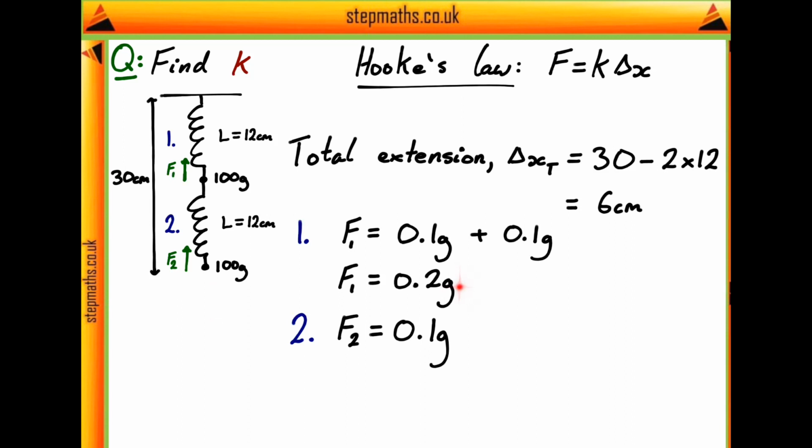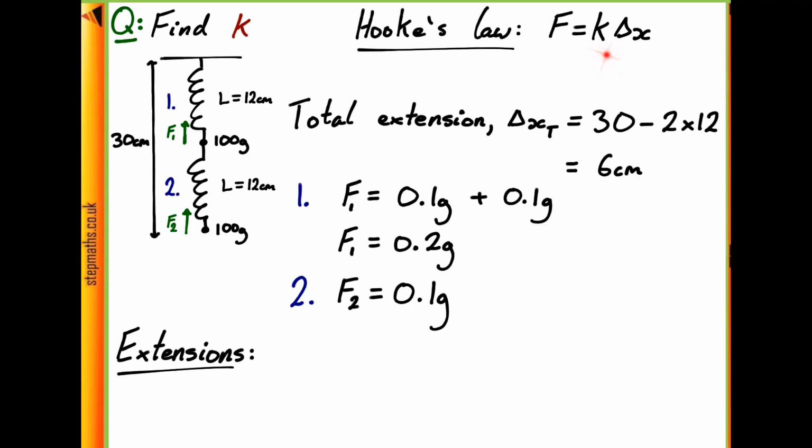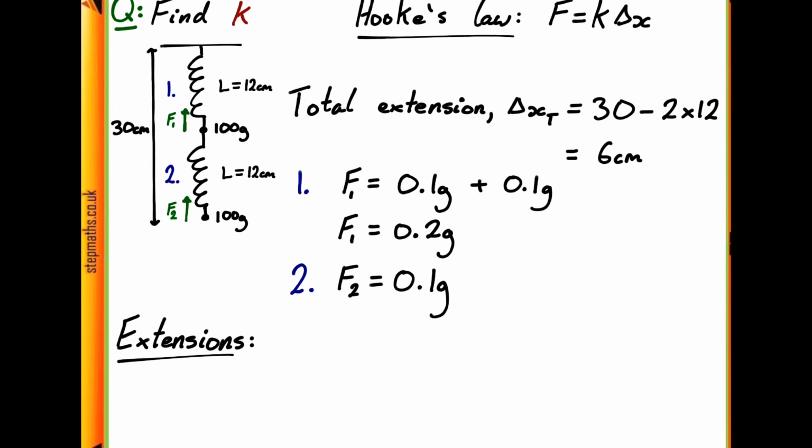So with this, we now have the forces acting on each of the springs, which we could substitute into Hooke's law. But to do that, we would need the extension of each spring. So let's see if we can find the extensions using our total extension of 6 centimetres. Since Hooke's law is linear, we might expect that since this one has 2 times the force of this one, the extension is just going to be proportional, due to the linearity of Hooke's law.